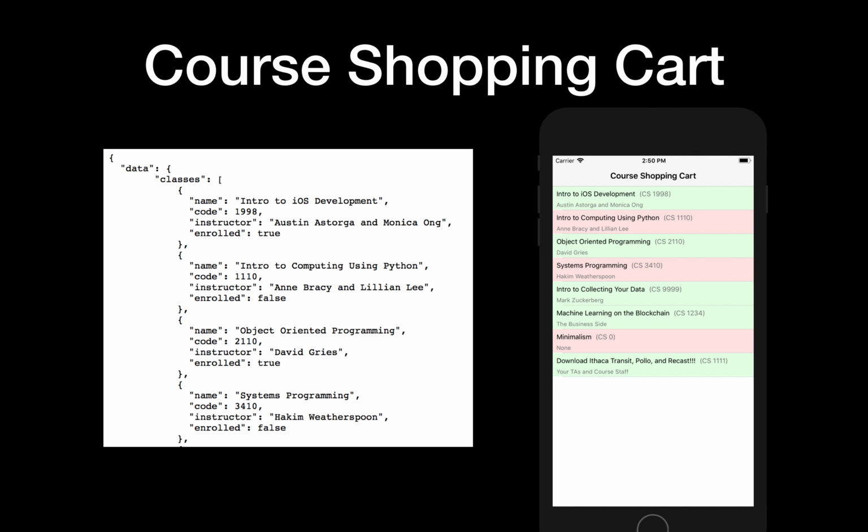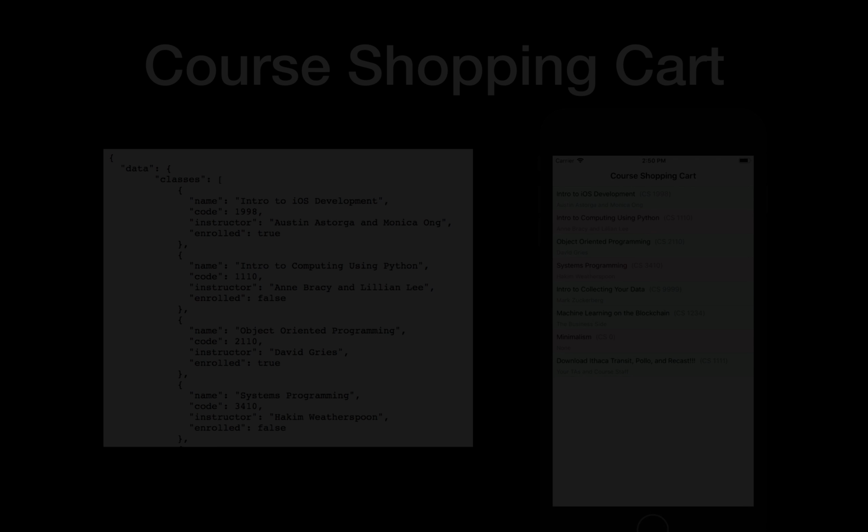And we're going to use all this information to make our course shopping cart app, which will highlight the green cells if you're enrolled in it, red if you're not, and then we'll actually be able to put all the text, like the course information, onto a table view cell, and then display it on the screen. Has everyone downloaded the starter code? Yes. Okay, great. Let's get started.